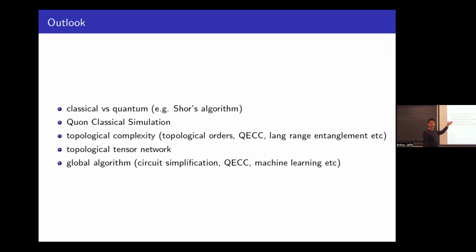In particular, in the next step, we want to understand what is the essential quantum advantage in Shor's algorithm and how far we can classically simulate Shor's algorithm. And we want to understand this topological complexity for some other frameworks like topological orders or quantum error correction codes or long-range entanglement, which has been studied quite a lot. And now we want to understand this in this new complexity picture. And also start a general theory of this tensor network.